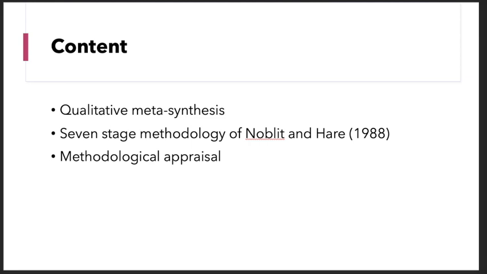This presentation has three main parts. Firstly, I'm going to talk about the introduction to qualitative method synthesis. Secondly, I will introduce you to the most widely used methodological approach in this area. It's called meta-ethnography, laid out by Noble and Harris in the late 1980s. Lastly, we will look at what methodological appraisal might look like with qualitative studies.